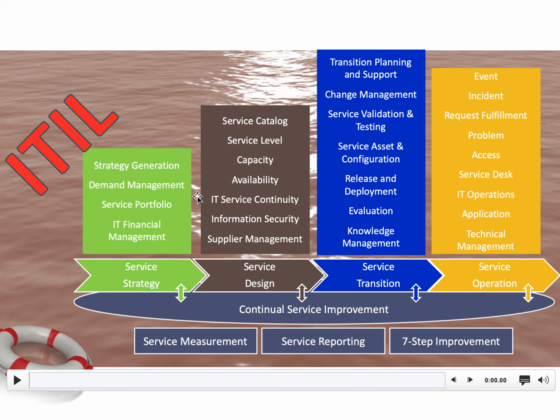Okay, so these are potentially most of the categories from the original 31 books, put into kind of an SDLC type approach, where you start off with strategy, design, transition, operation, and then continual improvement. And that really is kind of what ITIL version 3 was about.